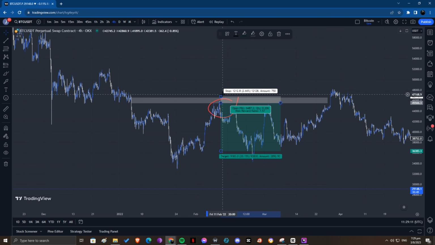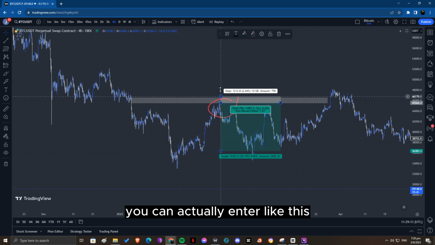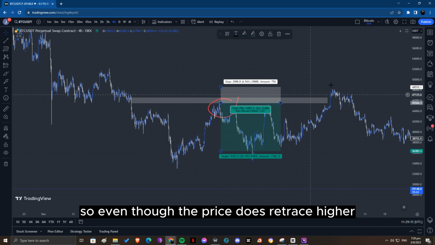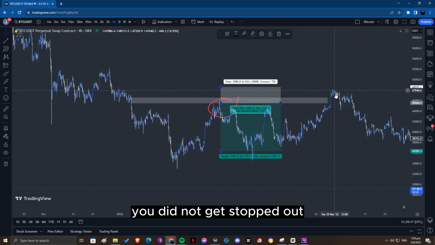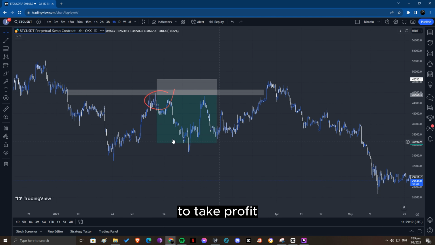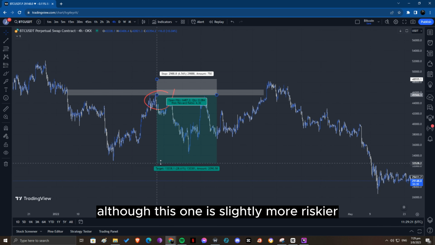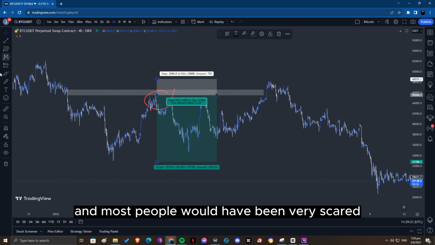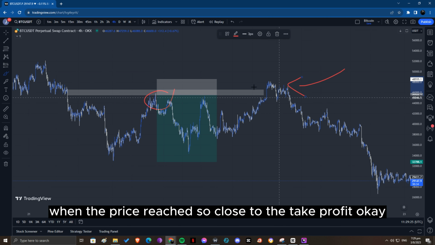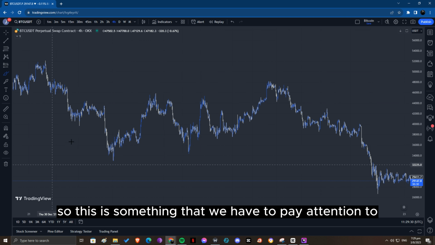you get the trade. Okay, alternatively, you can actually enter like this. So even though the price does retrace higher, you did not get stopped out, and the price eventually did go down and hit your take profit. Although this one is slightly riskier, and most people would have been very scared when the price reached so close to the take profit. Okay, so this is something that we have to pay attention to.